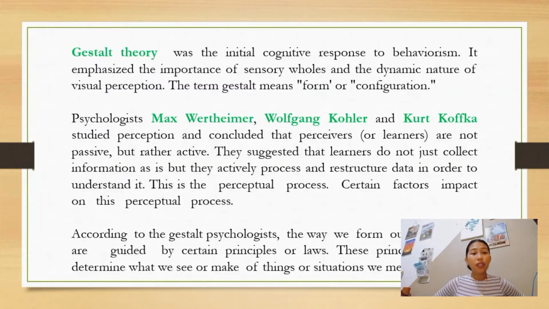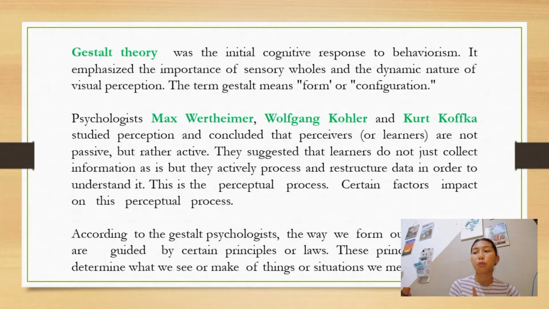So that is the advanced organizer of everything that we will be talking about today. Next page. So Gestalt theory was the initial cognitive response to behaviorism. It has emphasized the importance of sensory wholes and the dynamic nature of visual perception. The term Gestalt means form or configuration. Psychologists Max Wertheimer, Wolfgang Köhler, and Kurt Koffka studied perception and concluded that perceivers or learners are not passive, but rather active. They suggested that learners do not just collect information as is, but they actively process and restructure the data in order to understand it. So the learners don't just accept what they learned, but they reconstruct it in their mind to understand it more.